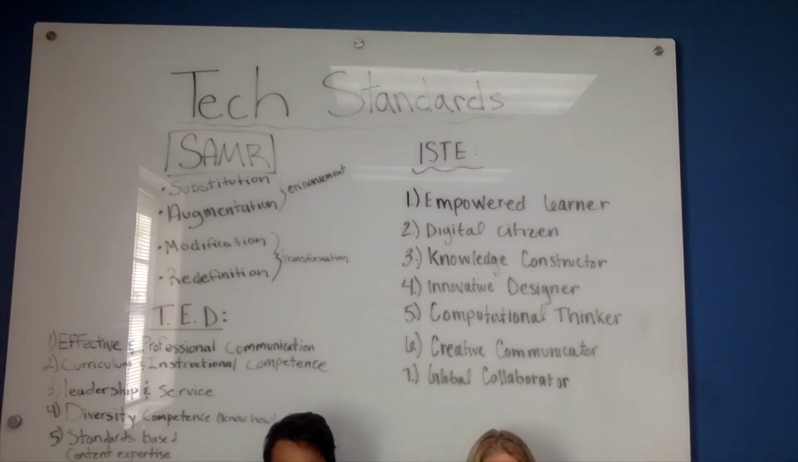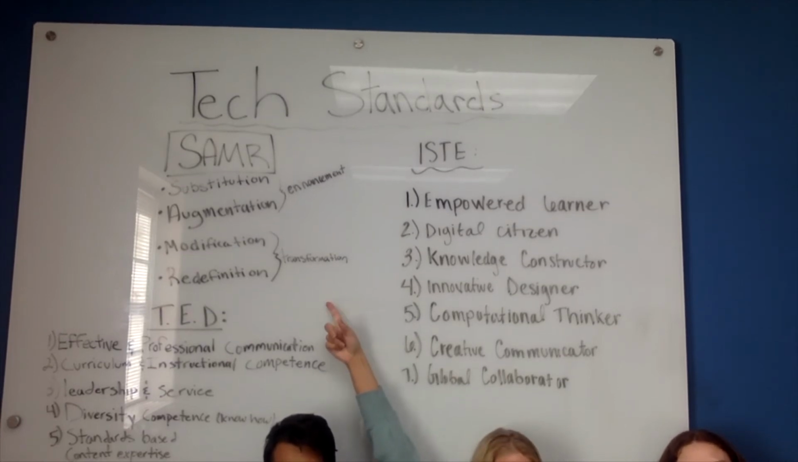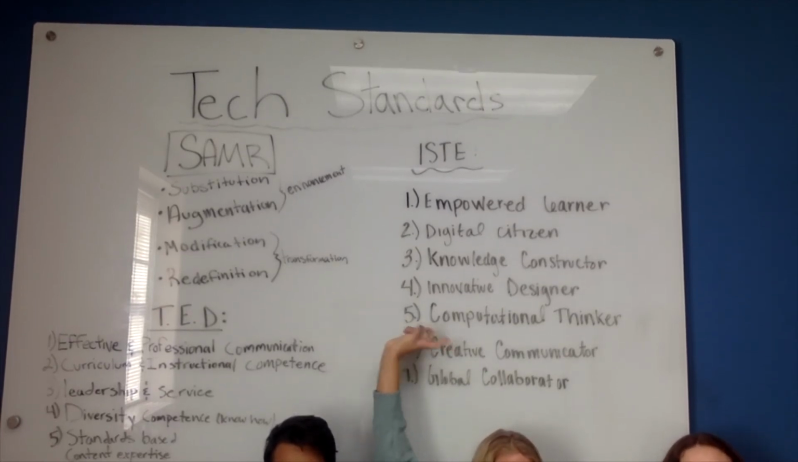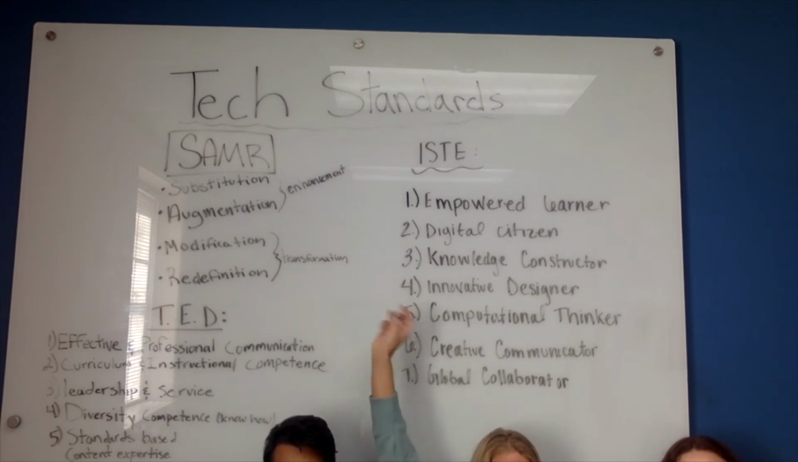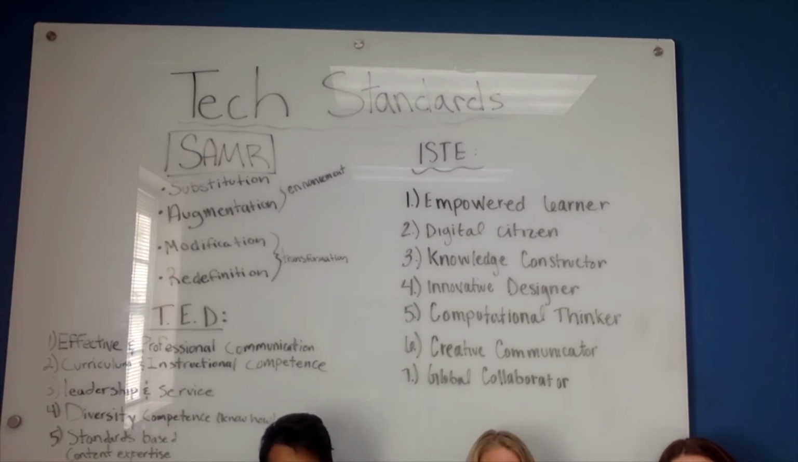Good evening, learners. We are about to show you the tech standards, and there are 3 different acronyms for the tech standards that we use: SAMR, ISTE, and TED. The first one we're going to go over are the SAMR standards, which are located up here. SAMR is an acronym for substitution, augmentation, modification, and redefinition. The SAMR model provides educators with a visual representation of how technology can be used for teaching and learning.